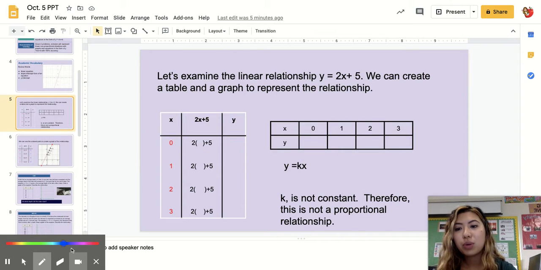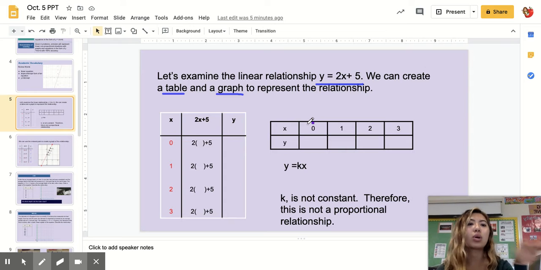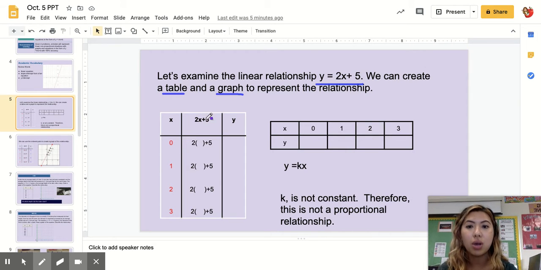For this first problem, let's examine the linear relationship y is equal to 2x plus 5. We can create a table and a graph to represent the relationship. So we have our 3-column process chart. We have different x values already written for us: 0, 1, 2, and 3. We have our equation in the middle column, and lastly, we have our y values. Then we have a horizontal table, and so when x is 0, I'm multiplying 2 times 0 plus 5. So 2 times 0 is 0, 0 plus 5 is 5. So when x is 0, our y value is 5.